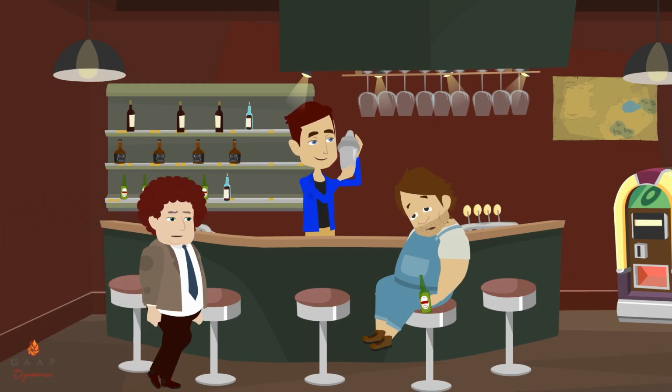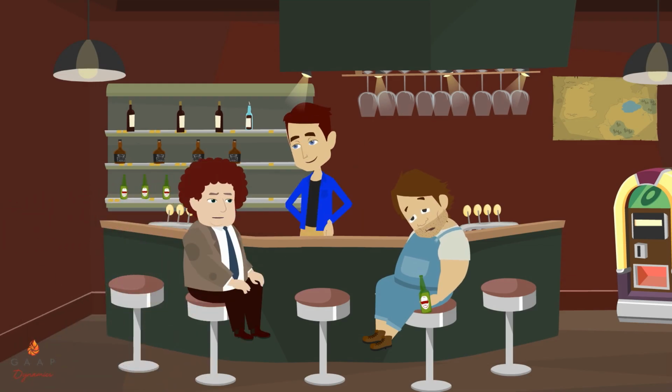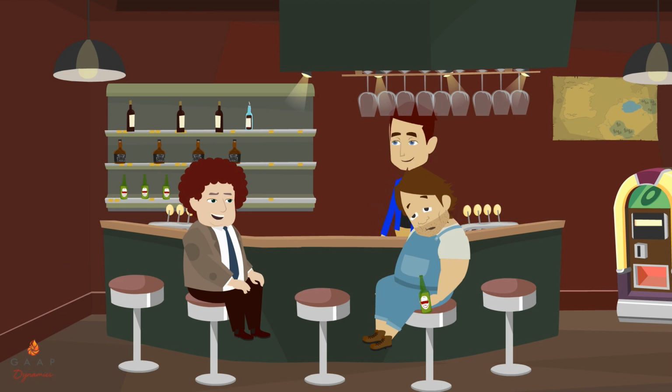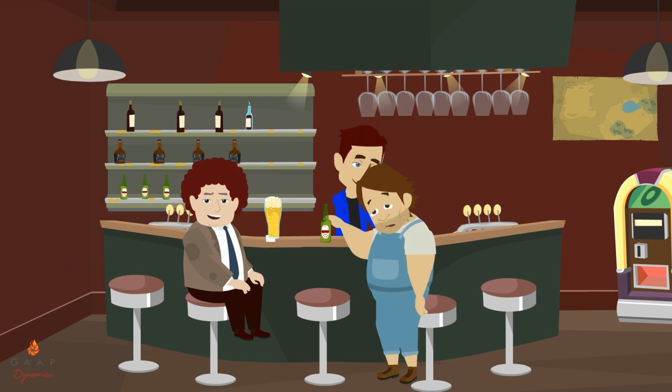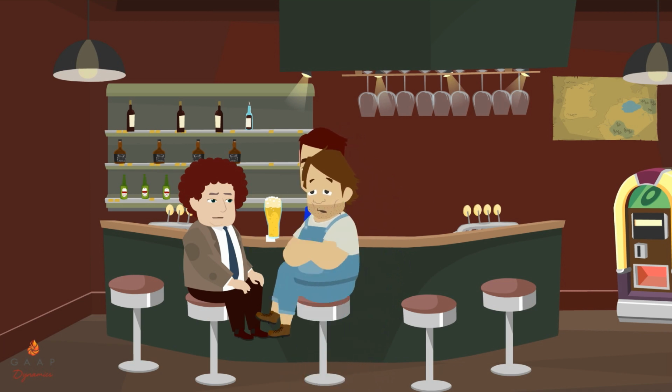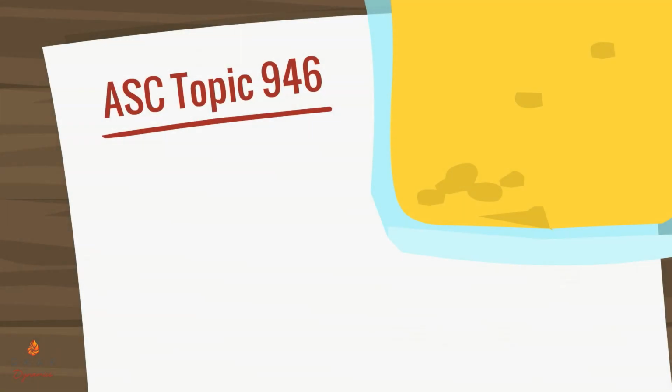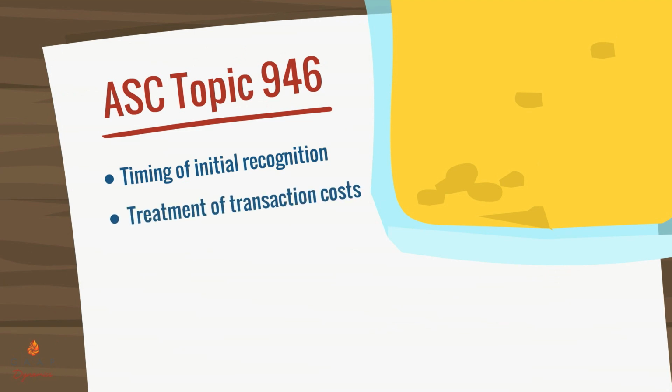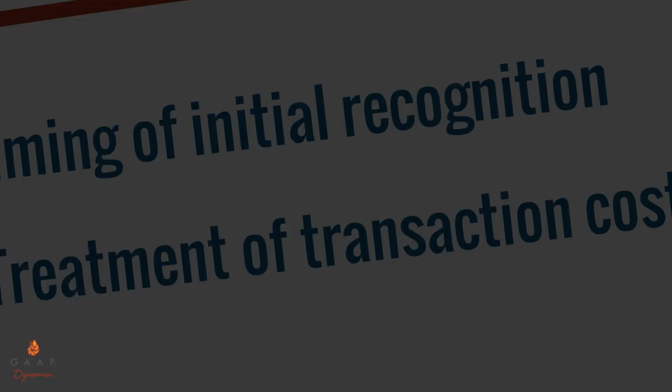As you've seen, investments are measured at fair value with changes in fair value recognized through the statement of operations. Seems simple and consistent enough, but are there other issues worth mentioning? You better believe it. ASC Topic 946 provides some specific guidelines when it comes to the initial measurement of investments, including the timing of initial recognition and the treatment of transaction costs. Let's take a closer look at both of these issues.